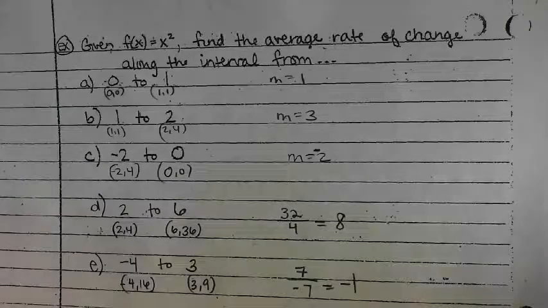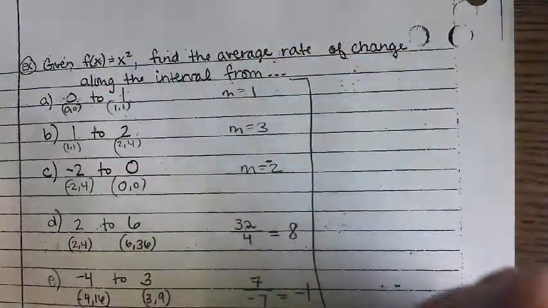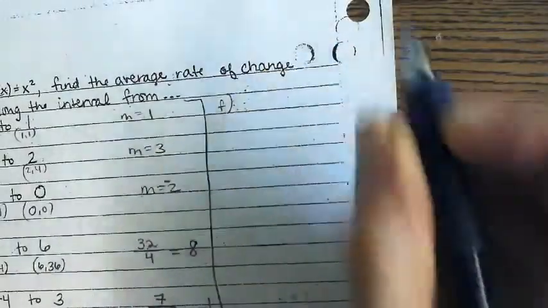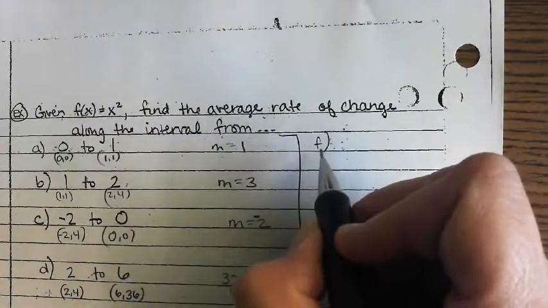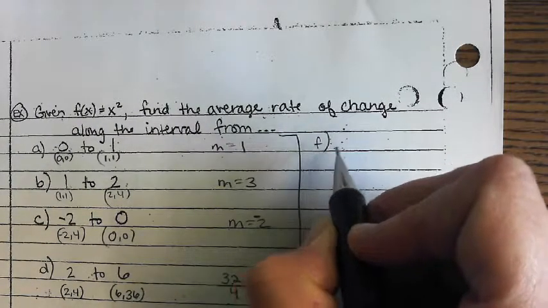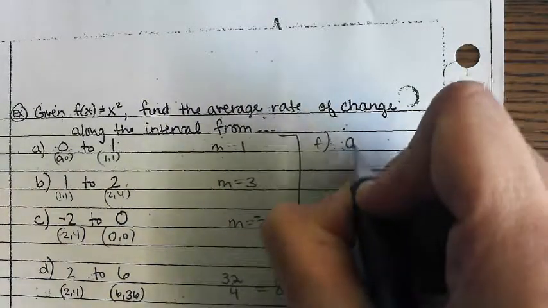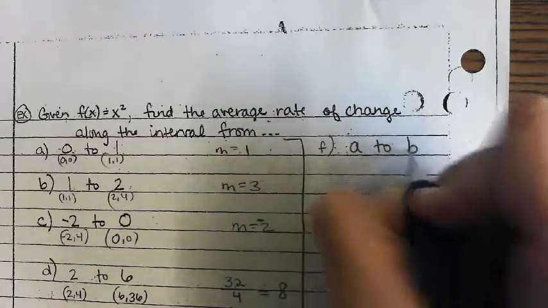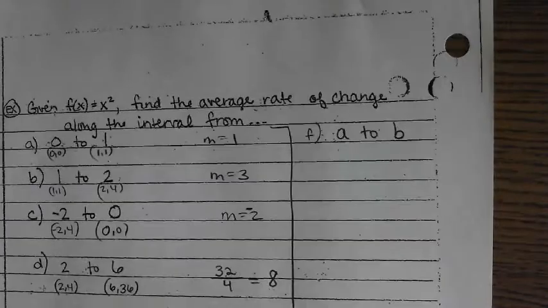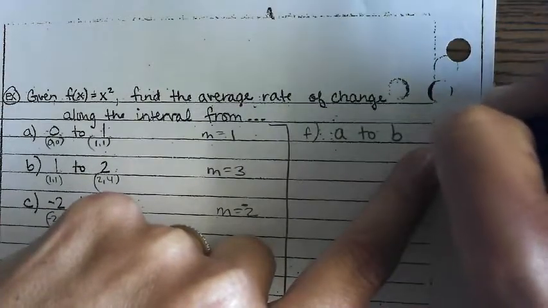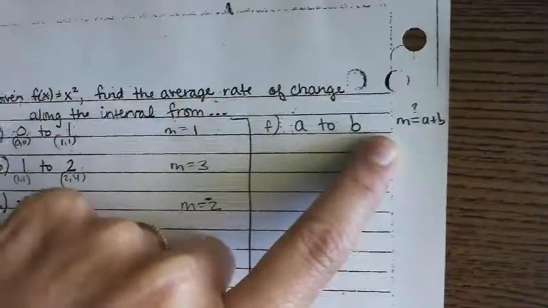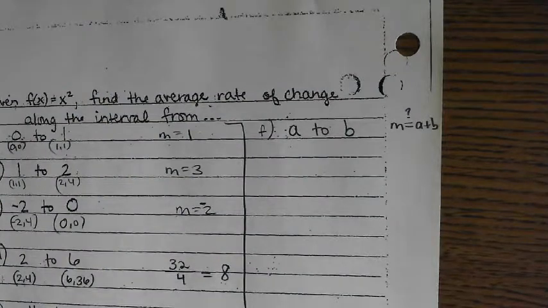So if we were to come up with a generic version of this, let's pretend we want to find the slope from point A to point B. By Andrew's logic, this should have a slope of what? A plus B. That's the conjecture here. That is what we are seeing if this little shortcut works.